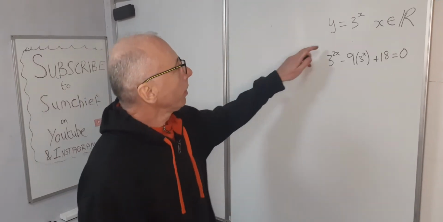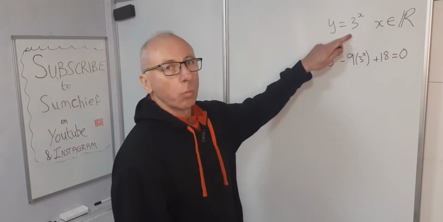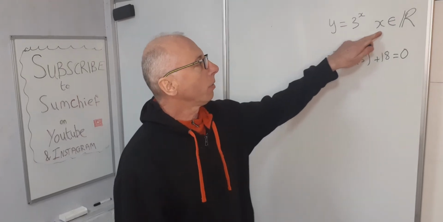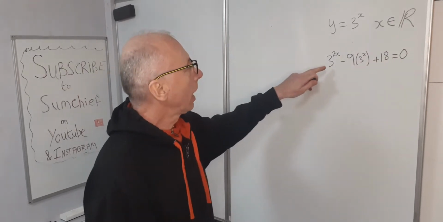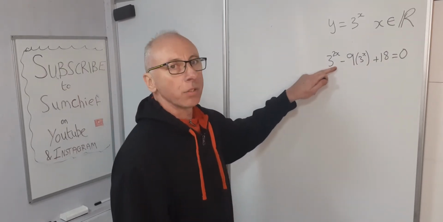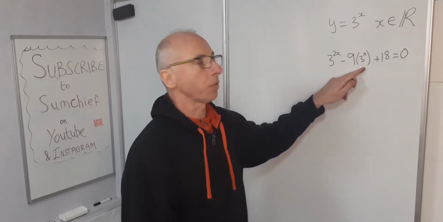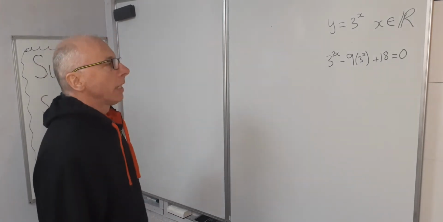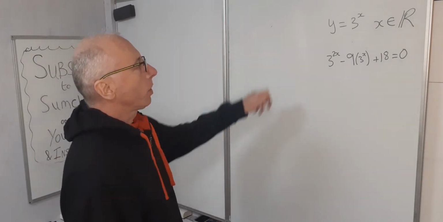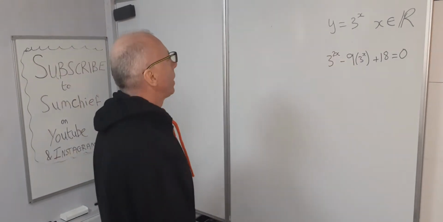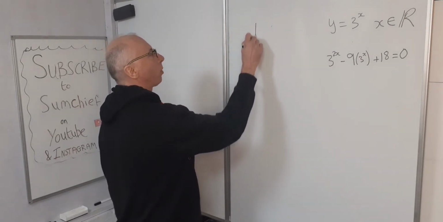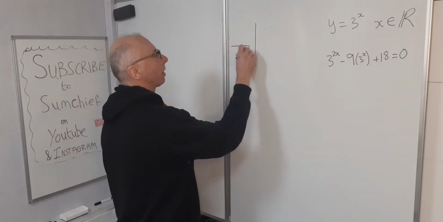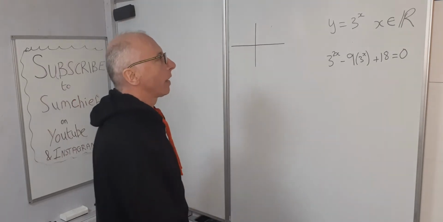Okay, so we've got y equals 3 to the power of x, where x is a real number, and we've got 3 to the power of 2x minus 9 times 3 to the x plus 18 equals 0. So what we want to do here, first of all, we'll graph y equals 3 to the x. The graph of y equals 3 to the power of x is going to behave something like this.